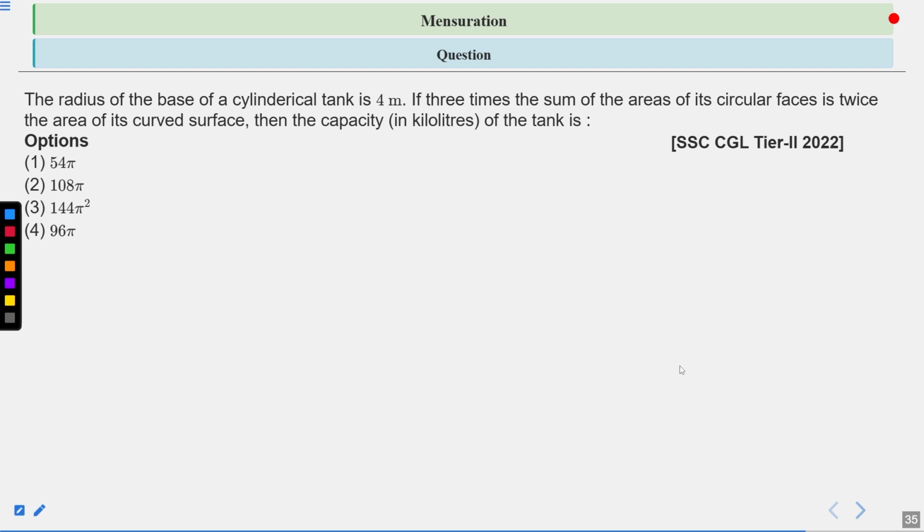So there are 4 options. First one is 54 pi. Second is 108 pi. Third one is 144 pi square. And fourth one is 96 pi. Now you have 10 seconds to analyze the question. Your time starts now. Now time's up. Let's see the solution of this question.